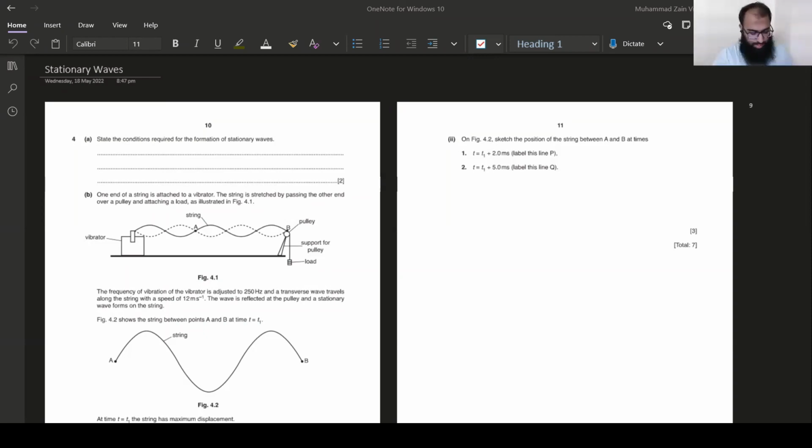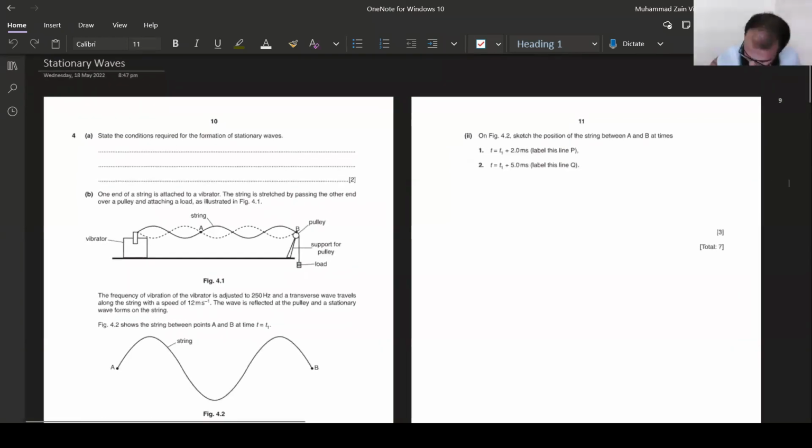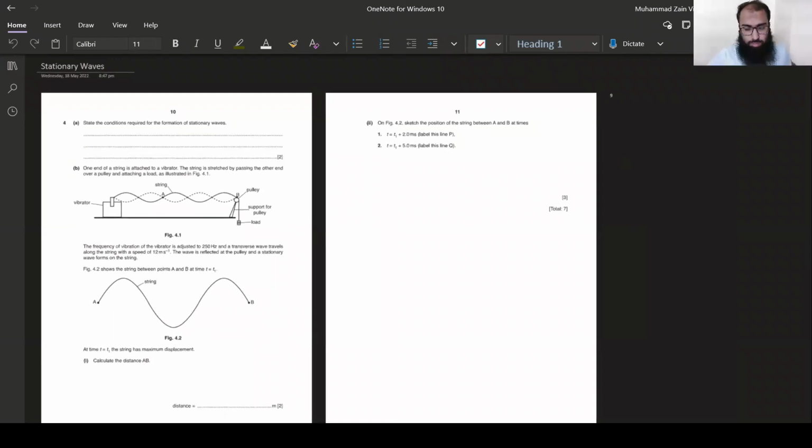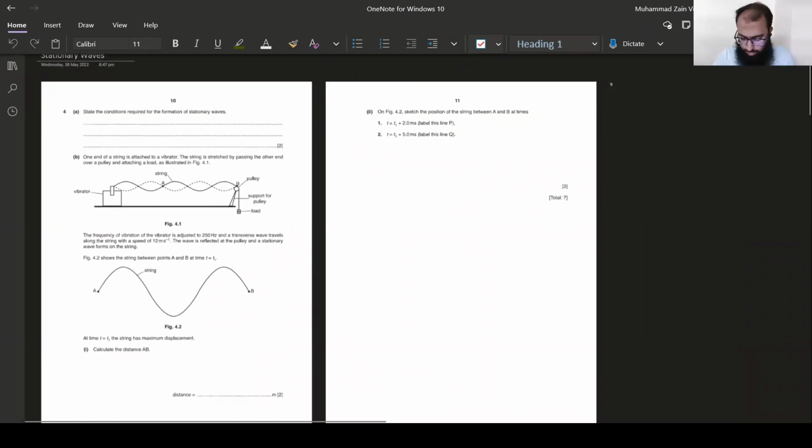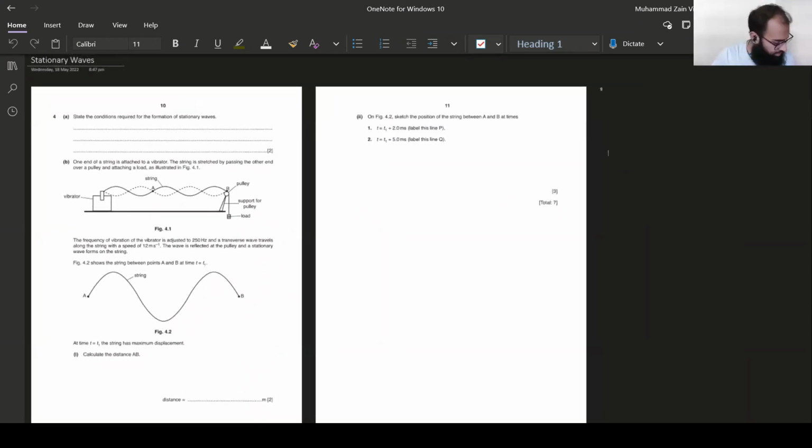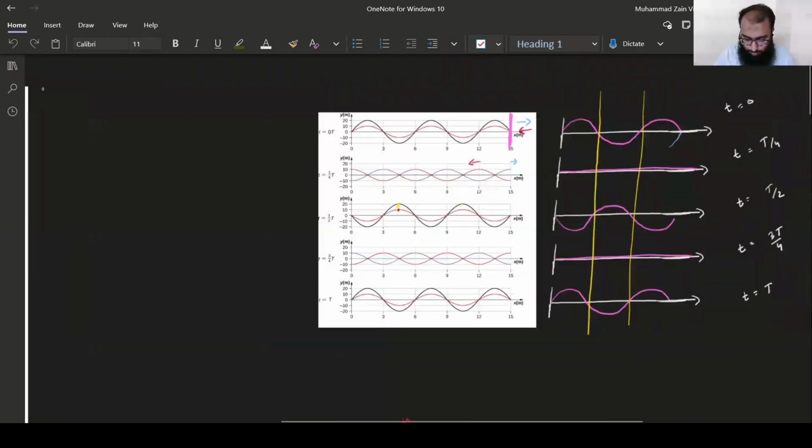Okay, so let's start with the class of today. We'll be covering the topic of stationary waves, because we did superposition and the general wave properties chapter already. So we'll be proceeding with this, but before I do, I'll just recap a little bit of theory.